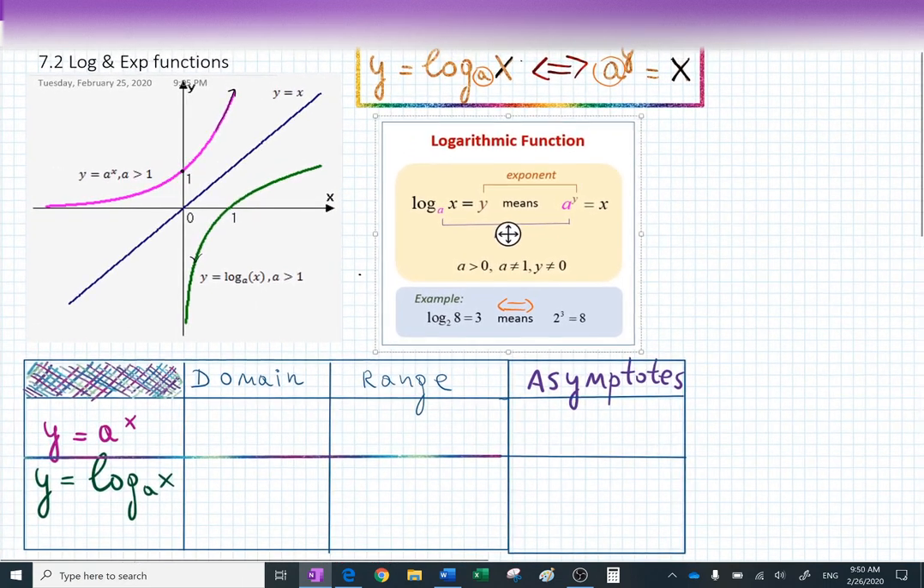Based on the graph, let's figure out the domain and range. Who remembers what's the interesting idea about the domain and the range?